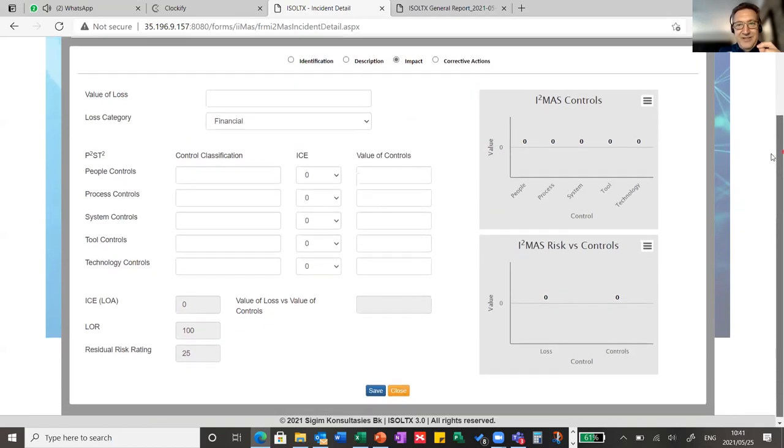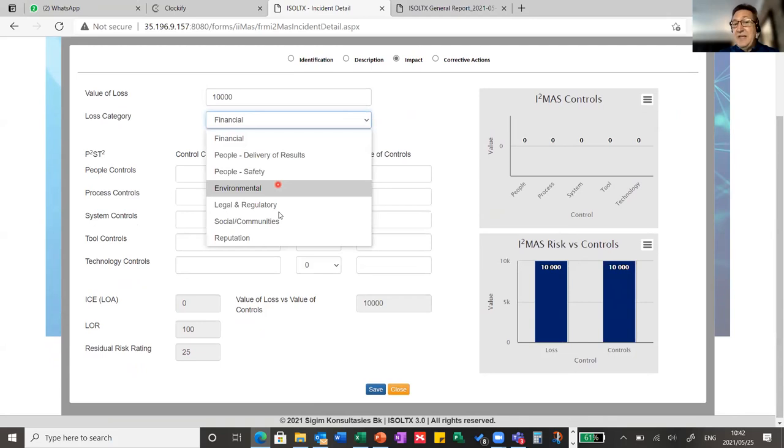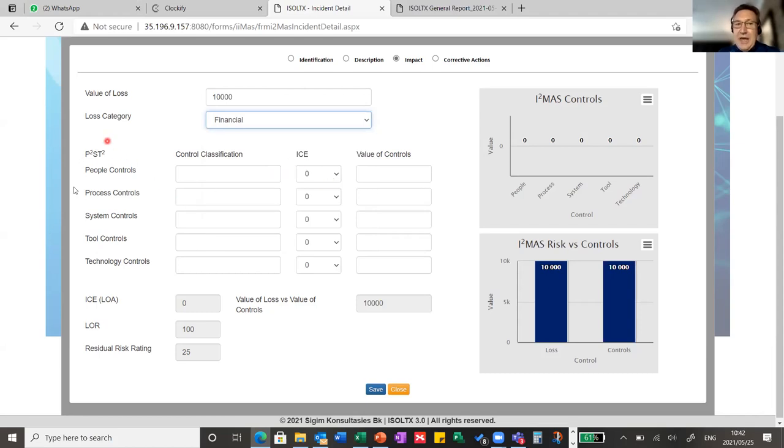But I want to come to the crux of the incident detail. This is where we're sitting with the loss, possibly 10,000. We can change the value of it to be in ZAR, in US dollars. It doesn't matter. So is it a financial loss or is it a reputation loss? Is it an environmental loss? Is it a legal loss? What kind of loss is it? Let's keep it on financial. And this is where we are speaking about the P square ST square methodology. Now, the P square ST square methodology is our own developed technology to actually structure risk management.